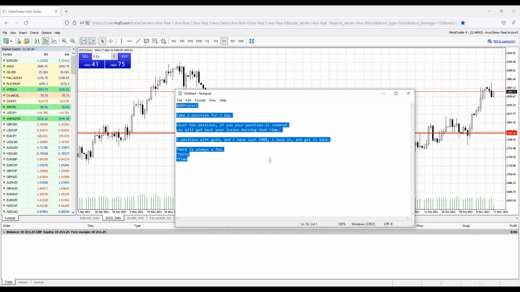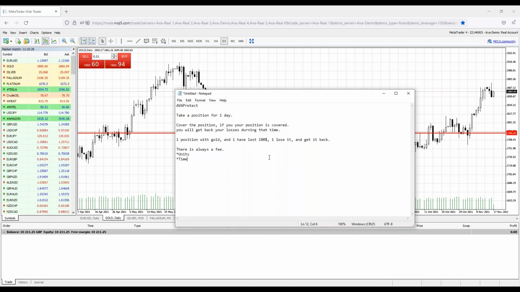All right, this is regarding EvaProtect. Any questions? It's only on the app or through the web trader. Any questions regarding EvaProtect before I carry on?